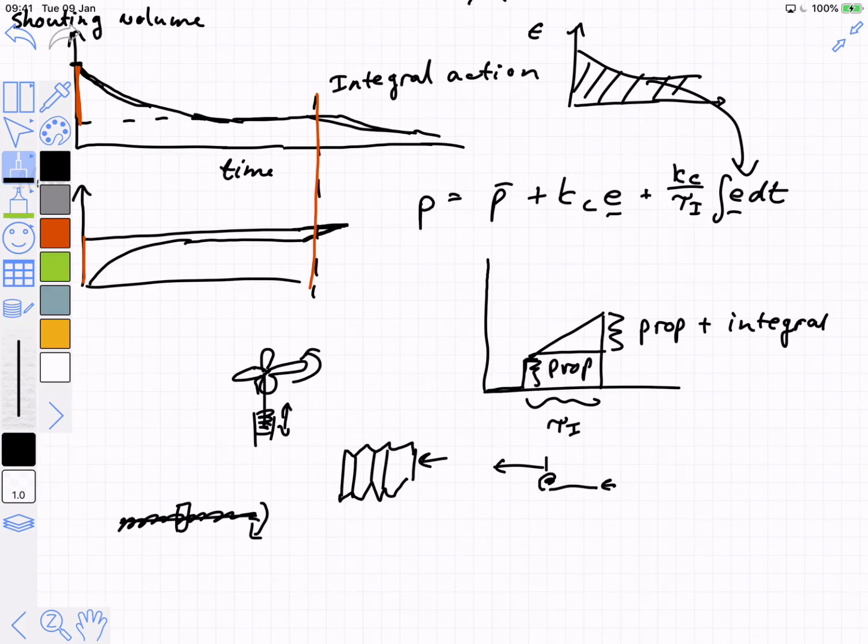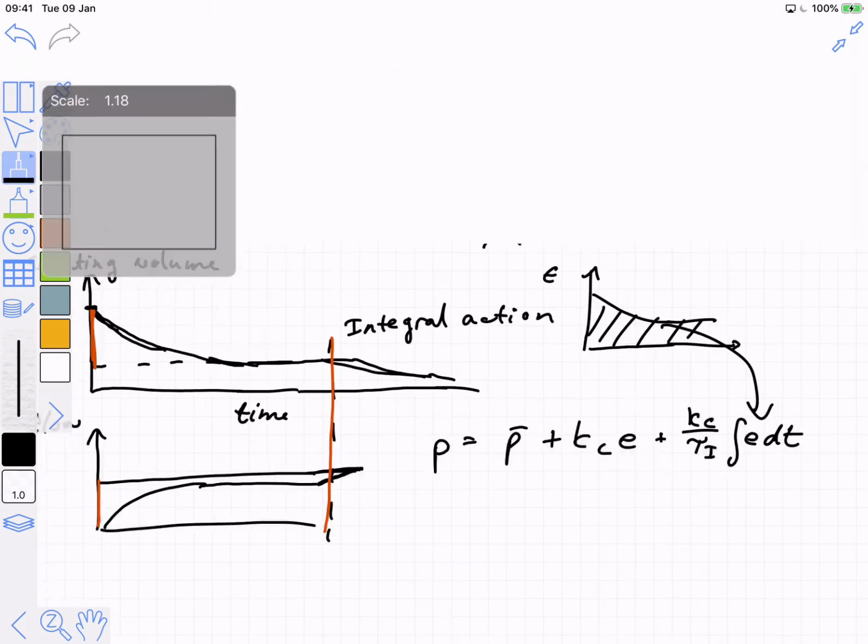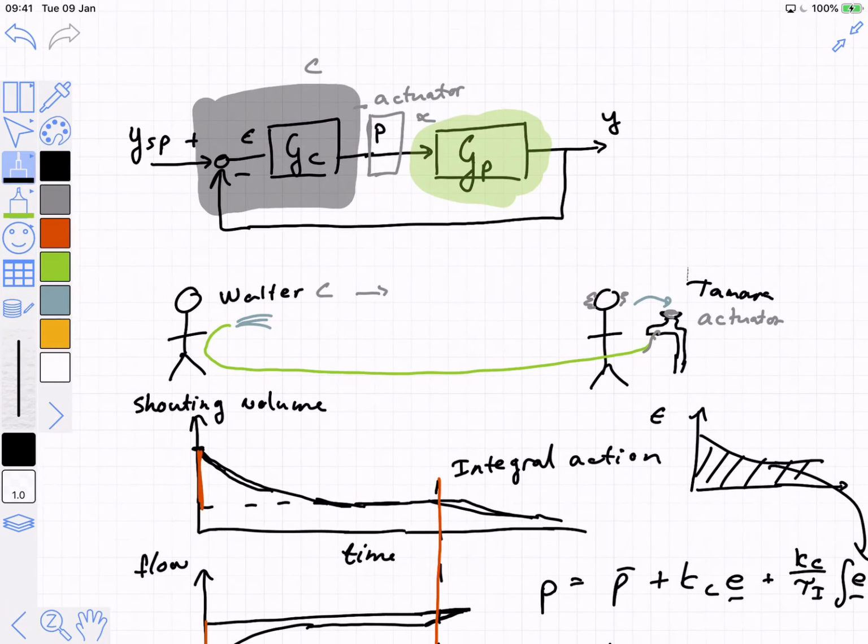Okay, so you may have come across this during the reading, this idea of integral wind up. Hopefully with this mechanical analogy, it's a lot easier to understand why they call it wind up in the first place and what exactly it means. So think about our tap situation again, right? So imagine Walter's been shouting for a while, and Tamara's just been opening that tap.